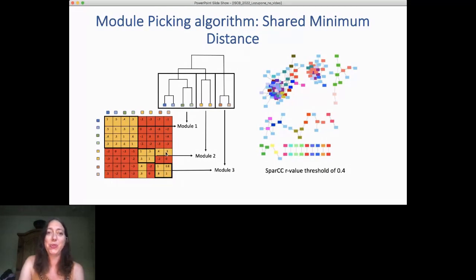We became partial to an algorithm called the shared minimum distance algorithm, which is formed by taking this distance matrix of the correlation coefficients, making a hierarchical cluster, and then kind of drawing a line and forming clusters of things below that. This has the desirable property that everything within a module has a correlation coefficient above a threshold you define, and limits the negative property we saw in other algorithms of a chaining, where you wind up with OTUs in the same module that are only weakly or even negatively correlated.